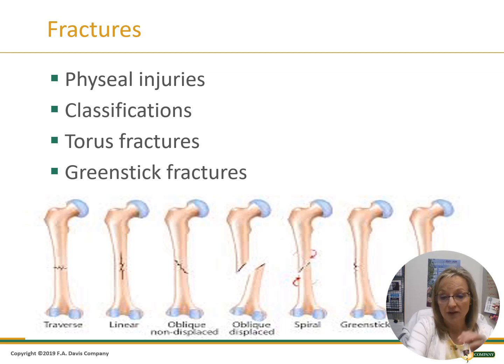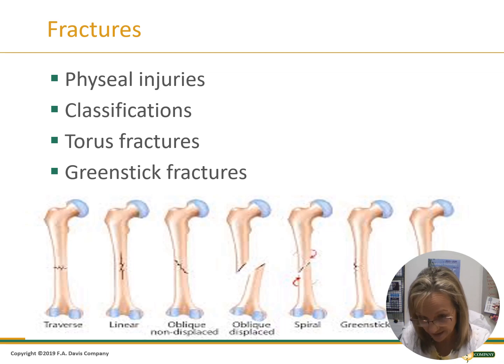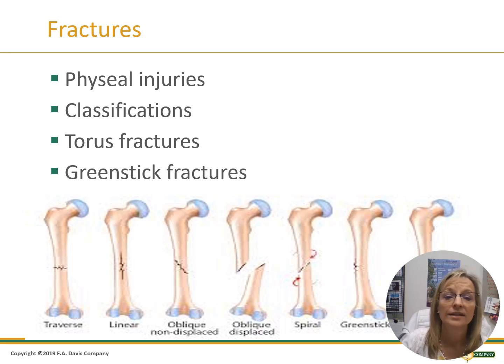So remember, they're falling down. Let me get in front of the camera, and they're hitting that hand. But it basically compresses that bone. And so sometimes buckle or torus fractures, you can remember the acronym FOOSH, F-O-O-S-H, fall onto outstretched hand. FOOSH is your buckle fracture.